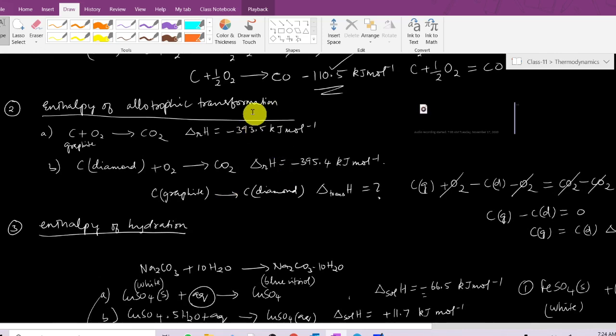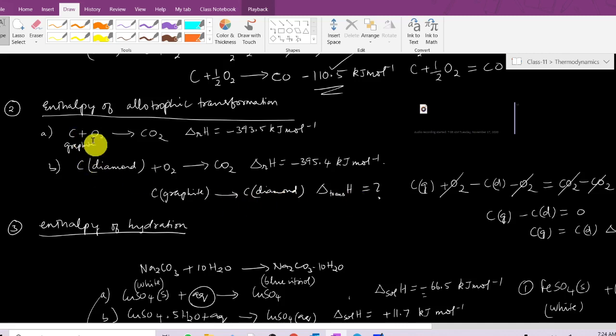So what is allotropic transformation? You would have studied allotropes in 10th standard. For carbon you have two types of allotropes, one is graphite, another is diamond. So how do you calculate the enthalpy of allotropic transformation? We cannot calculate it directly. Suppose graphite has to form diamond, how do you calculate it? It's very difficult. You cannot calculate this enthalpy directly.